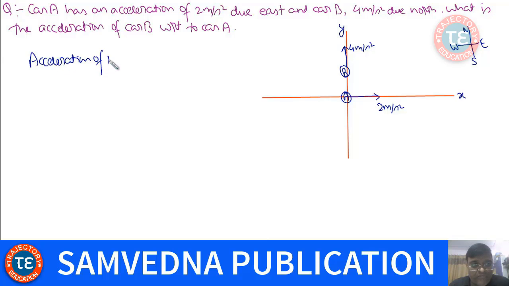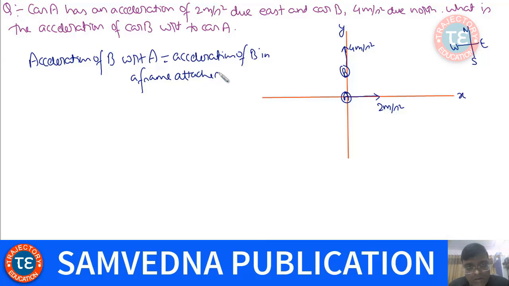Acceleration of B with respect to A is the same as acceleration of B in a frame attached to A. So it's a relative acceleration. As you have done for relative velocity, you will do a similar thing for acceleration also: a_B minus a_A. So a_B we'll write in vector form.